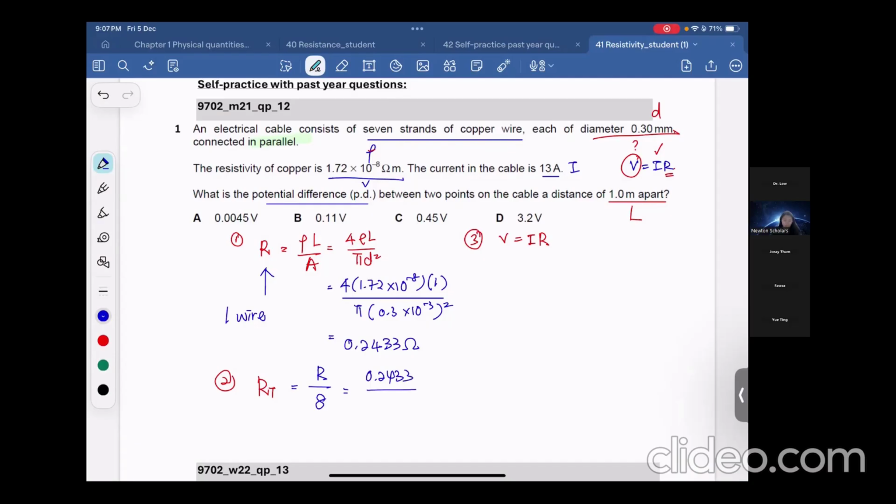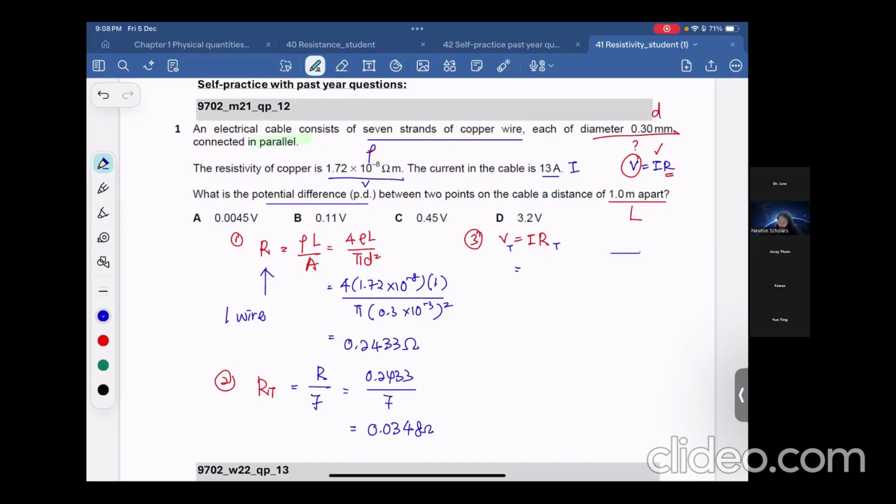0.2433 divided by 8. Oh, 8. 7. Sorry, it's 7. What did I say, 8? 7. So my answer here is 0.0348 ohm. V equals IR, total V, total I. Current in the cable. Okay, here, the total.